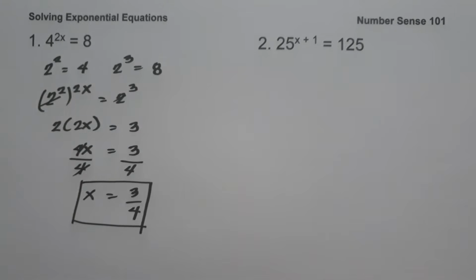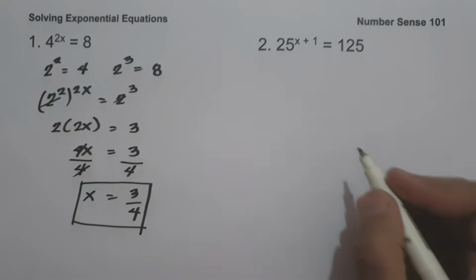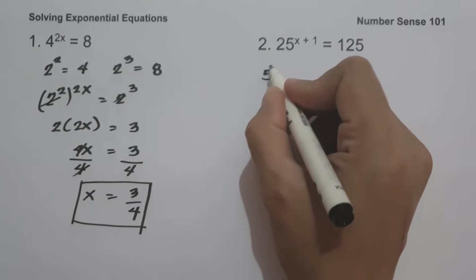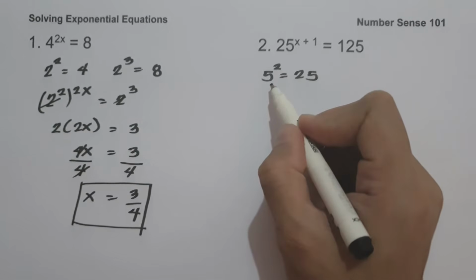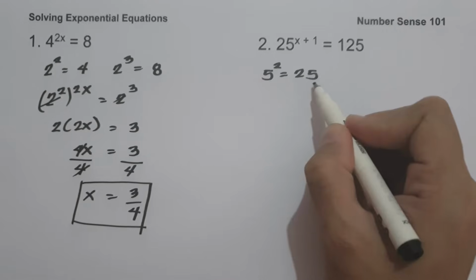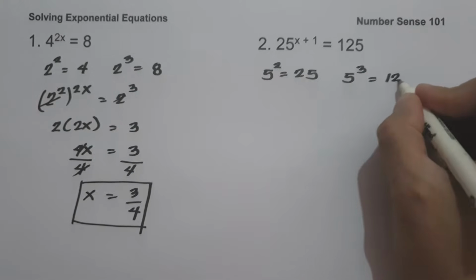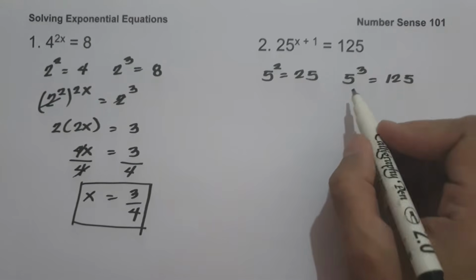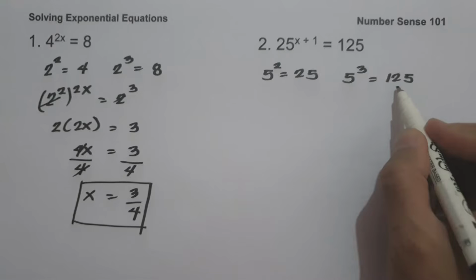On example number 2, we have 25 raised to x plus 1 equals 125. So to simplify, let us write 25 and 125 with the same base. We all know that 5 squared is equal to 25. If you are going to multiply 5 to itself, that is 25. And 5 raised to 3 is 125. If you are going to multiply 5 3 times to itself, it will give us 125.